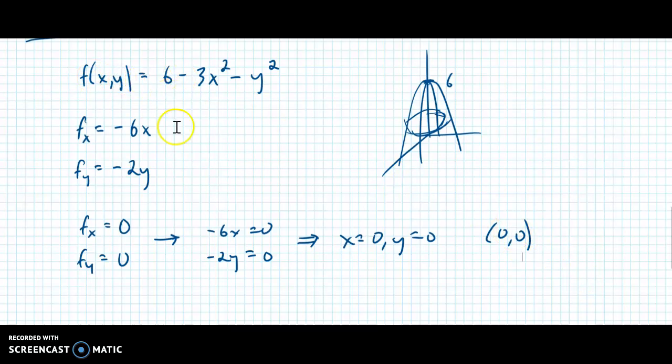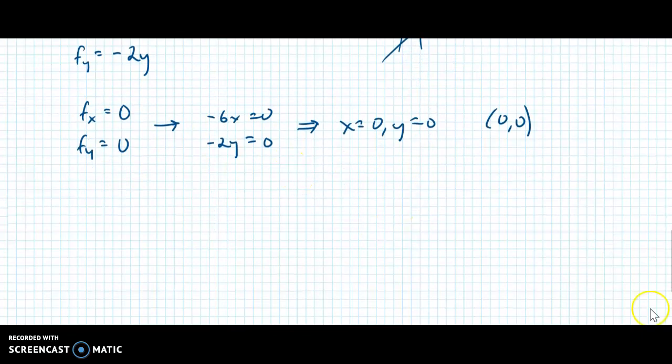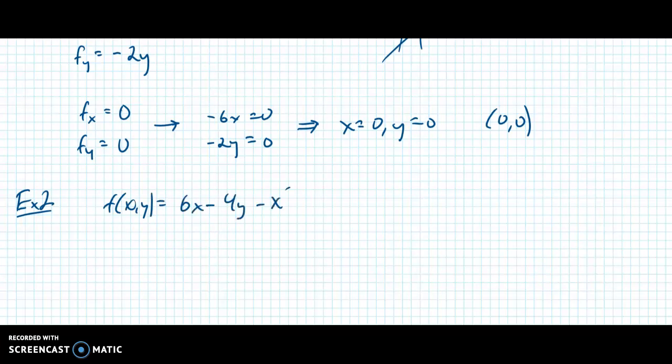So let's do one that takes a little bit more work. Same idea. This one's also a paraboloid, but it's moved around a little bit. Example 2. Let's do f of x comma y equals 6x minus 4y minus x squared minus 2y squared. We want to find, there's one critical point for this thing. Why don't you pause and see if you can find it?